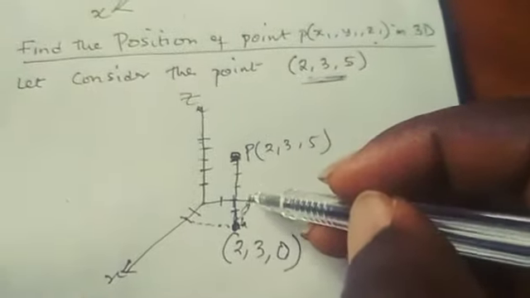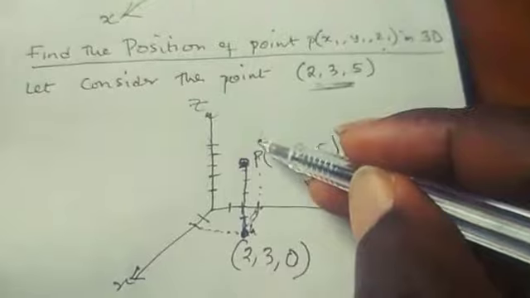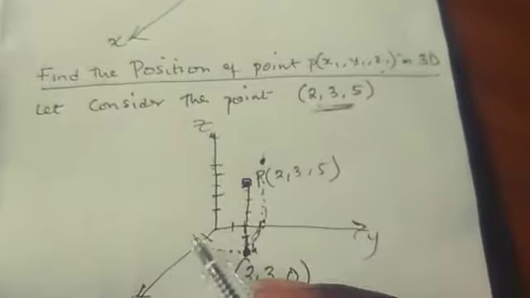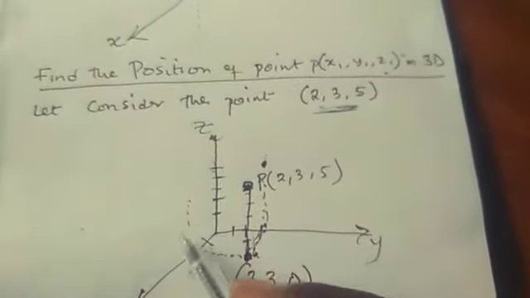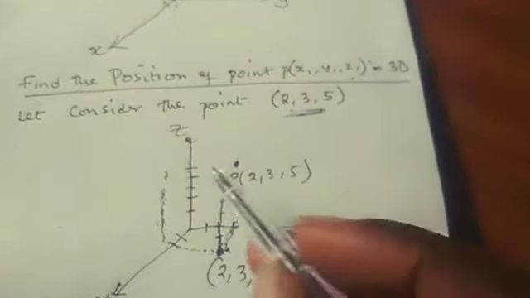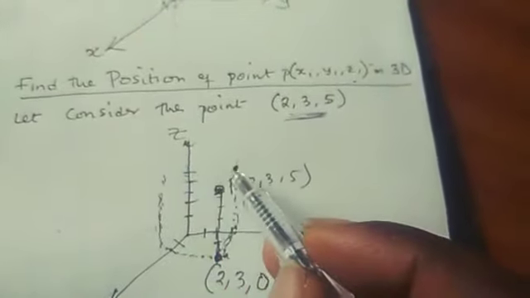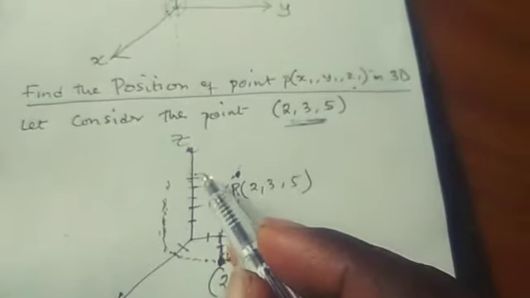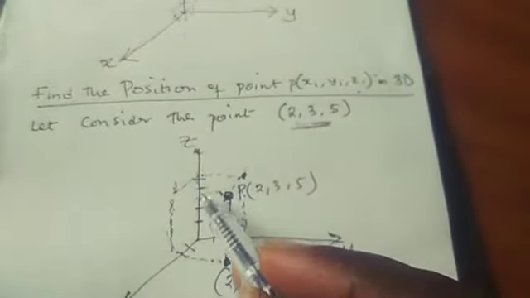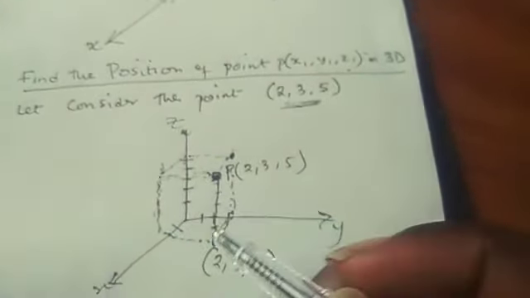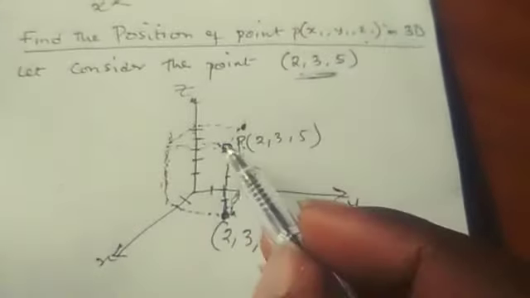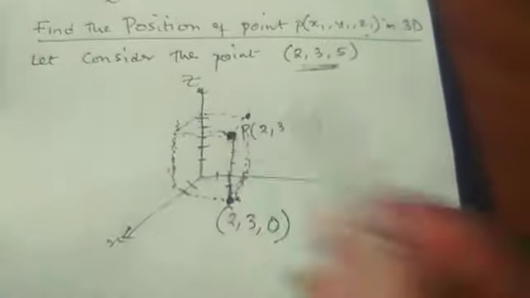So we can decide to continue the point so that it comes to 5, as you can see there. It will be parallel to that. This will be parallel to the x-axis here, and this will be parallel to the y-axis. As you can see, it looks like a cuboid. So this is the point we are looking for.